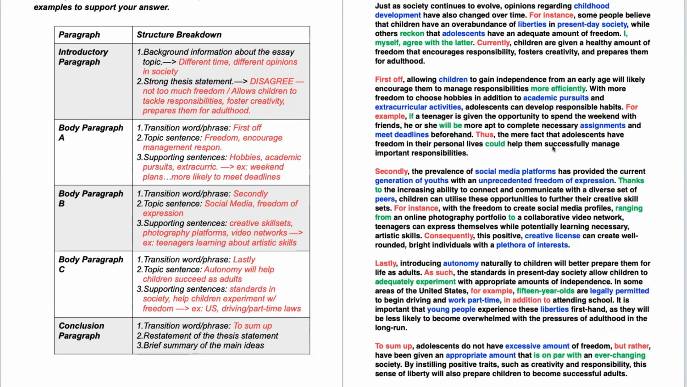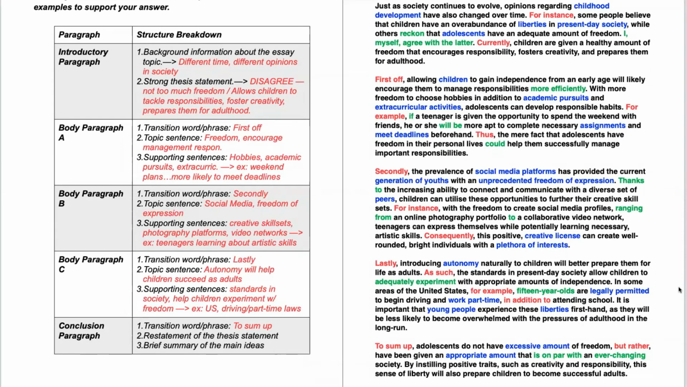So I'm just going to scroll down here. If you'd like to pause here, you can look at this and understand why I've color-coded a couple of things. You can make notes for this. This is the essay as a whole. Now I'm just going to briefly talk about the colors.